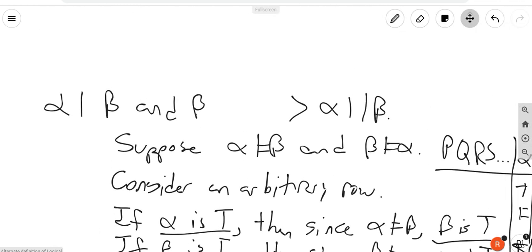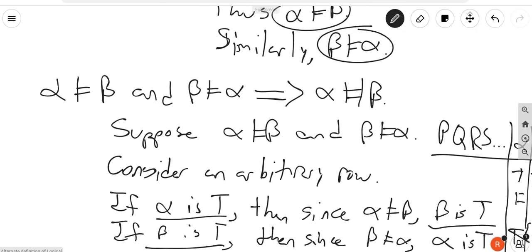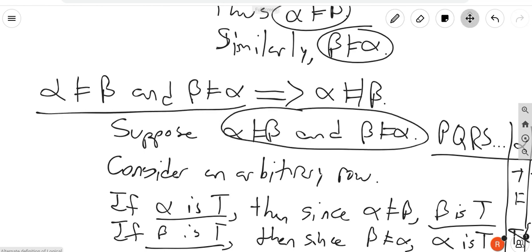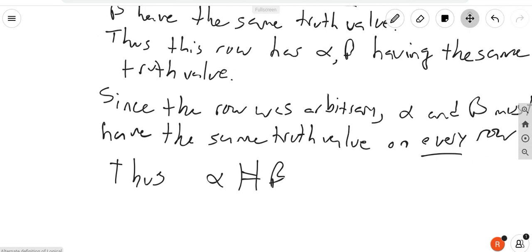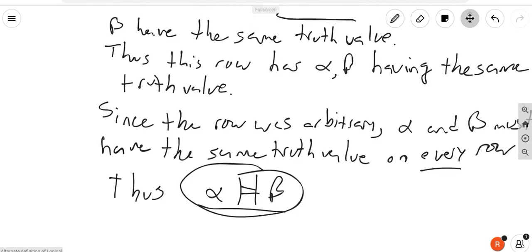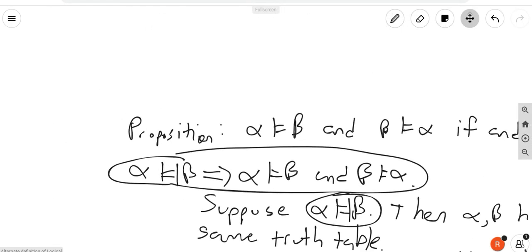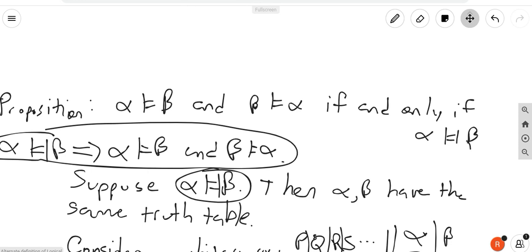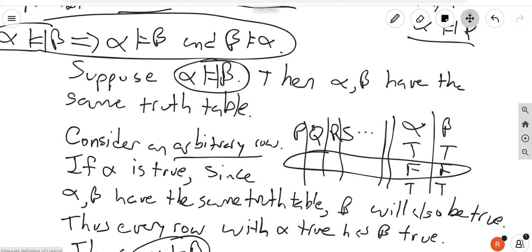And so now we have to check again, did we actually show what we wanted to show? We supposed at the top that alpha semantically entails beta, and beta semantically entails alpha, and then we wanted to show that alpha and beta were logically equivalent, and now we have shown that alpha and beta are logically equivalent. And so that is exactly what we wanted to show. And if we go way back up to the top, the very first thing that I said was true, and we're going to try to justify, is that alpha and beta are logically equivalent if and only if alpha semantically entails beta and beta semantically entails alpha. And now we've shown that this is true.